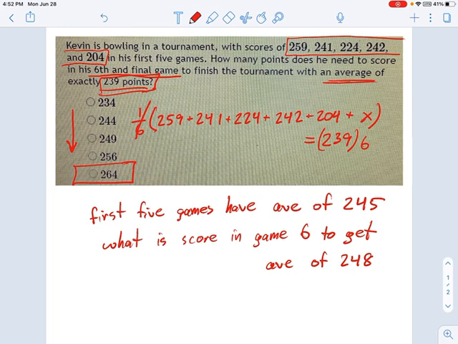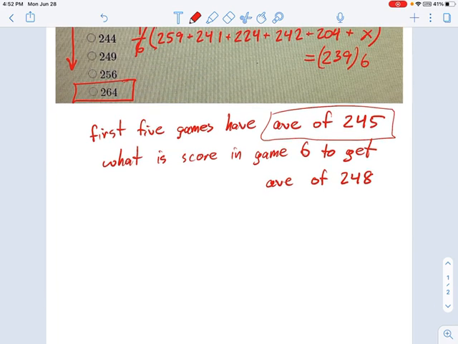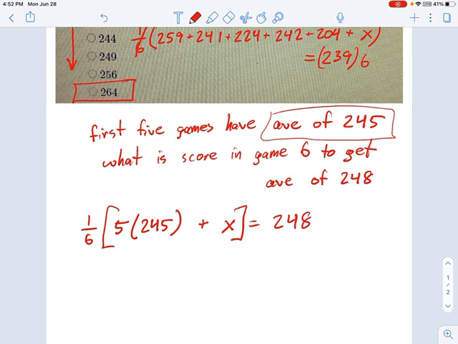Okay, so now we want to move the average up, same idea. But instead of telling you the scores in the first 5 games, all I'm going to tell you is they have an average of 245. It's a different flavor. Same style of problem though. What I'm going to do is say, look, I have 5 games, and the average score of those 5 games was 245. So it's just 5 times 245 plus x. That's my total score, and I'm going to divide that whole thing by 6 games, and that's going to be the average over 6 games. Okay, and now you can solve this equation.